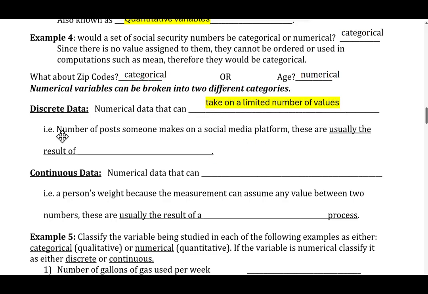For example, the number of posts someone makes on a social media platform. These are usually the result of a counting process or a numbering process.